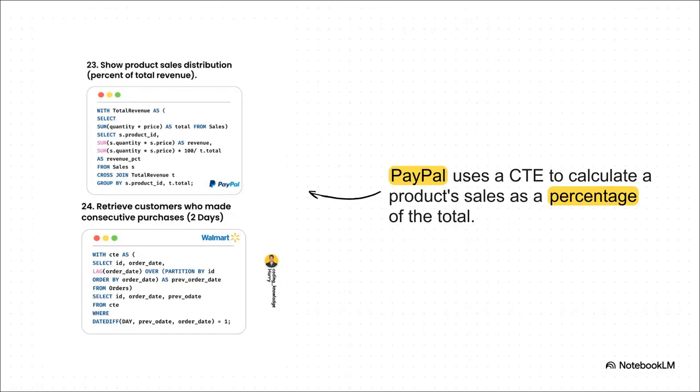This query from PayPal is a fantastic example. The goal here is to show each product's sales as a percentage of the total company revenue. Now, you could do this with a messy, nested subquery, or you could do it the clean way. First, you define a CTE called total revenue to calculate that grand total just once. Then, in your main query, you just join your sales data to that simple pre-calculated value. It's the professional's pattern for writing clean, step-by-step logic that actually makes sense.